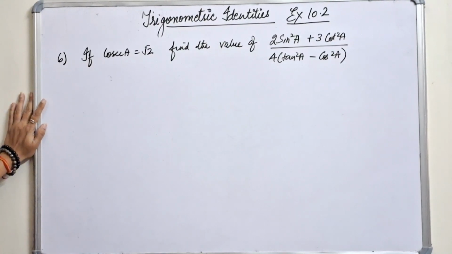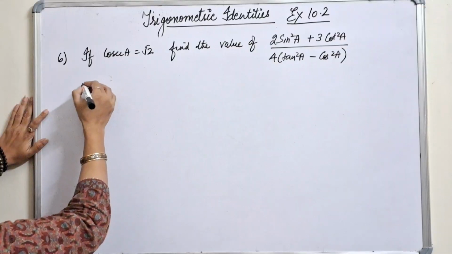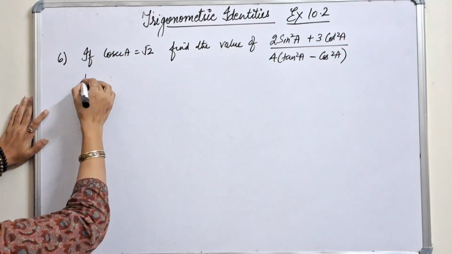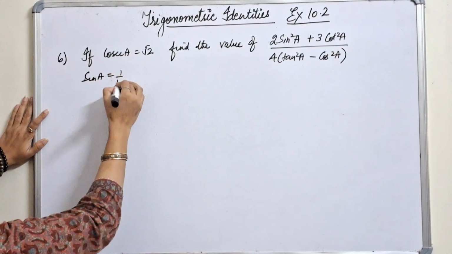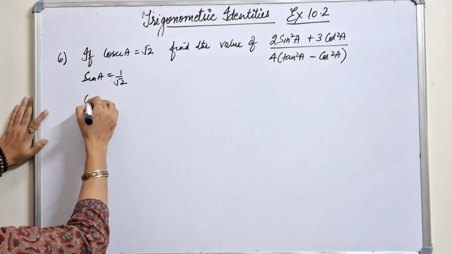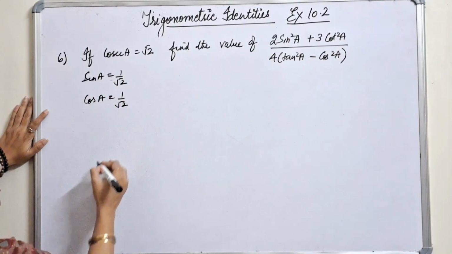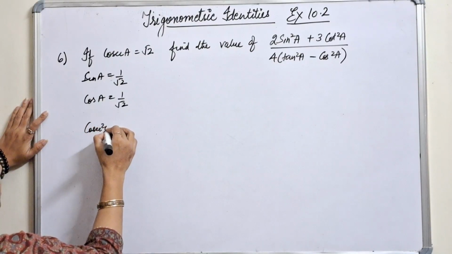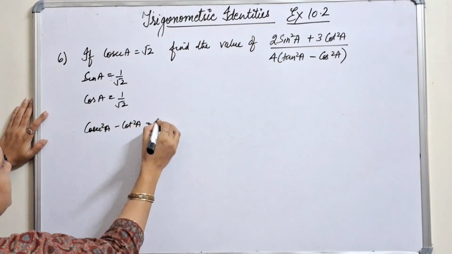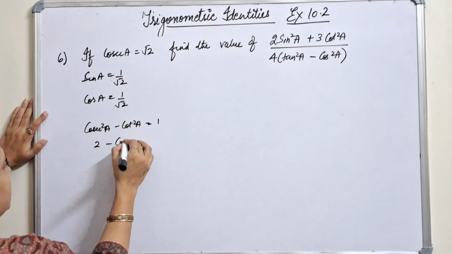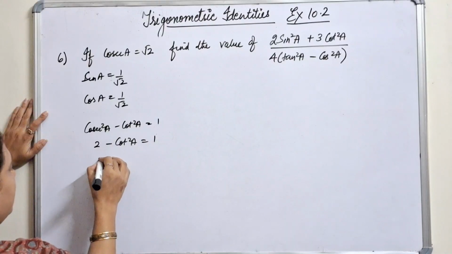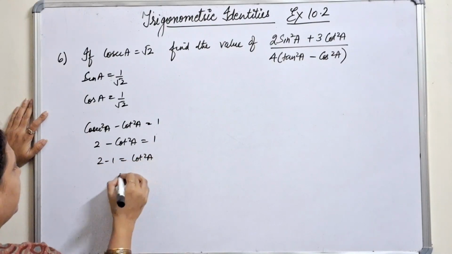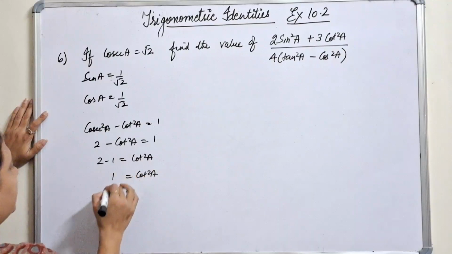Again, cosecant of A is root 2. So the value of A can be written as 45 degrees. But if you want to use the identities, cosecant of A is the reciprocal of sine. So sine A will be 1 upon root 2. And when sine A is 1 upon root 2, the cos A is also 1 upon root 2. And we require cot square A. So cosecant square A minus cot square A is equal to 1. So this is 2 minus cot square A is equal to 1. So 2 minus 1 is equal to cot square A. So the value of cot square A is 1.